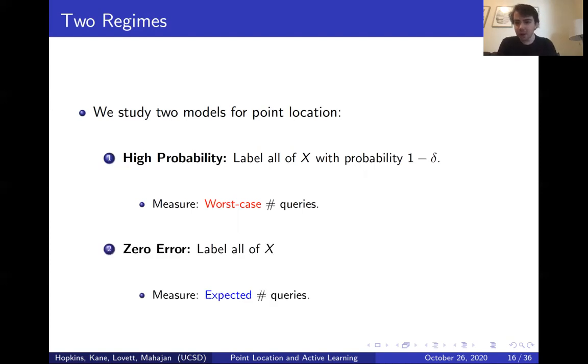And the second model we'll study is much more common to the computational geometry community, which is doing this with 0 error. So we'd like to label all of x 100% of the time with no errors at all. But this is a much harder problem, and so our measure will be a little bit weaker. Our complexity measure will instead be the expected number of queries we need to do this.